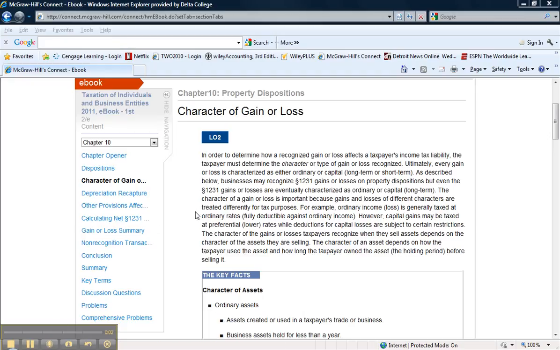Learning objective 2 gets at the character of gains and losses. So when you sell an asset, you're going to have a gain or loss calculation that we've already discussed, but then you have to put a character on that. What I mean by that is all gains and losses are either going to be ordinary or capital.